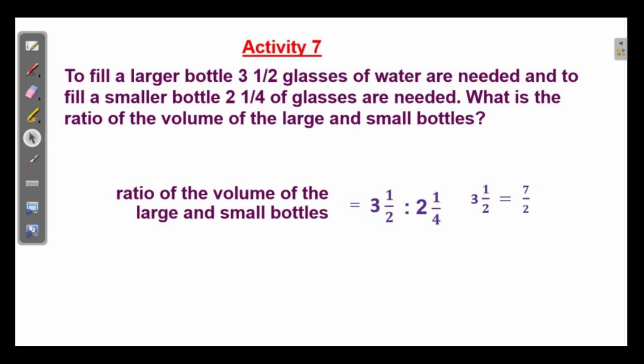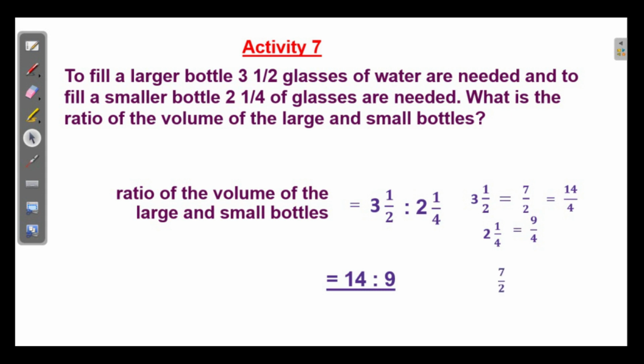3 1 by 2 is equal to, usually when we get a mixed fraction, we will make it as an improper fraction. It is 3 2s are 6, 6 plus 1 is 7, 7 by 2. And 2 1 by 4 is 2 4s are 8, 8 plus 1 is 9 by 4. And that is 7 by 2. We can write it as 14 by 4. And 9 by 4 is 9 by 4 itself. So, here the same denominator, 14 by 4 and 9 by 4. We can multiply both the numbers by 4. So, we will get it as 14 and 9. 14 is to 9.